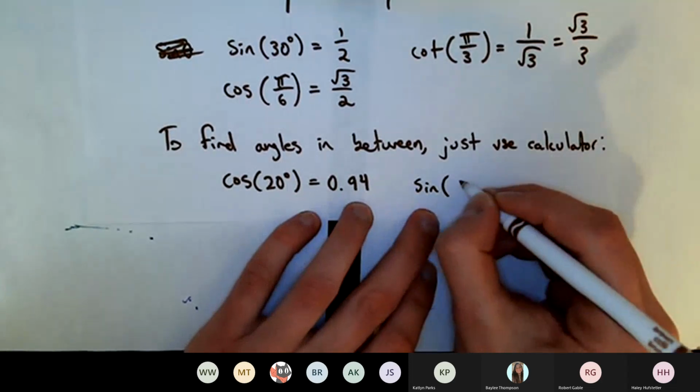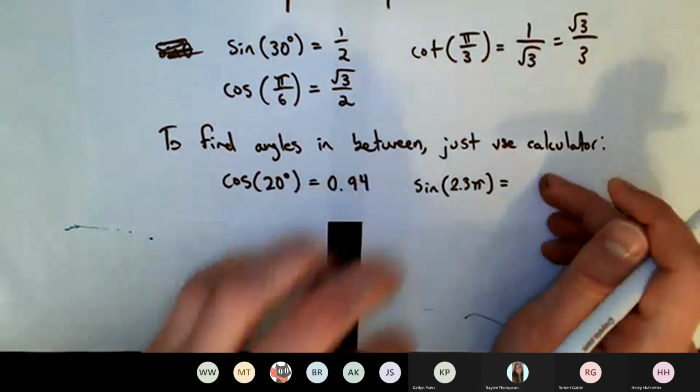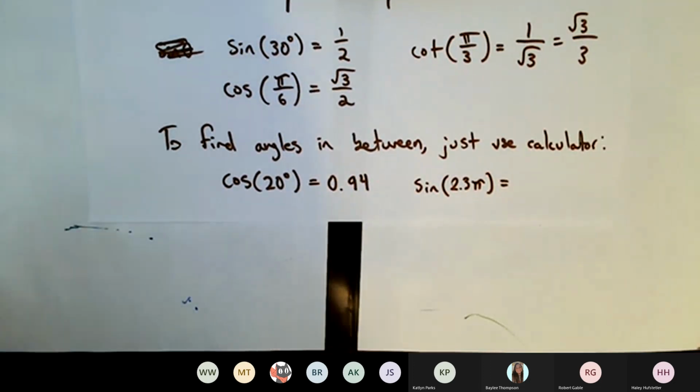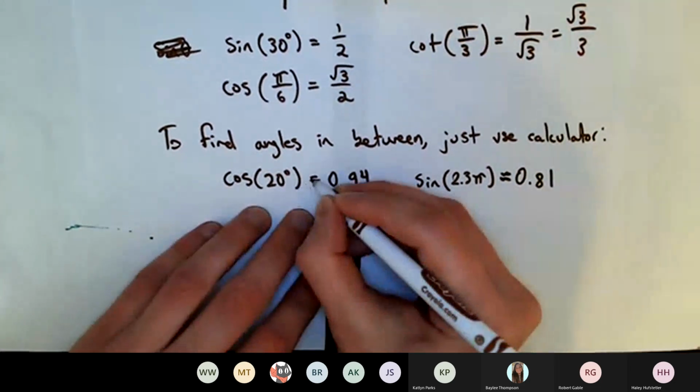Or what's sine of like 2.3 pi? Well, I would make sure my calculator's in radian mode this time, because that's clearly not degrees, it's radians. And I'll do 2.3 times pi, and then put that into my trig function of sine, right? Yep. And of course it didn't read it right. What do you want from me? I'm using this calculator on the computer and it's like a nightmare. Okay, and it's giving me 0.81 approximately. So I should say approximately for both of these.